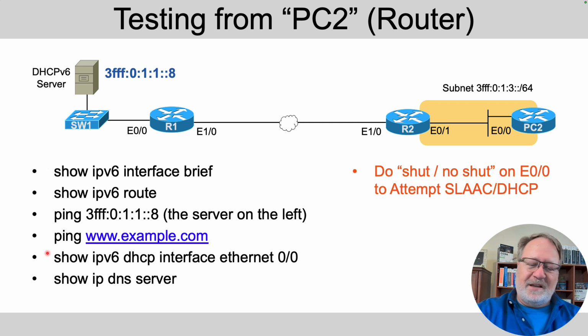So here are 6 I'd like you to try, and think of these as 3 sets of 2. The first 2 show commands confirm that you've got a routable address, built with SLAAC in this case, and you've got routes. The next 2 do ping tests. The first one doesn't require a DNS resolution, and the second one does, proving that PC2 has learned the IP address of the DNS server.